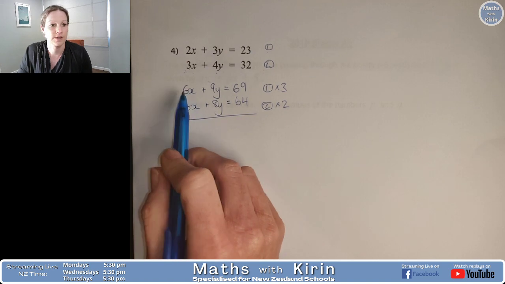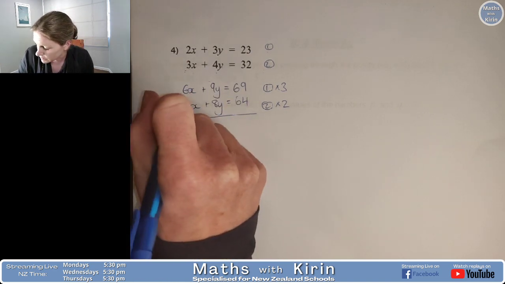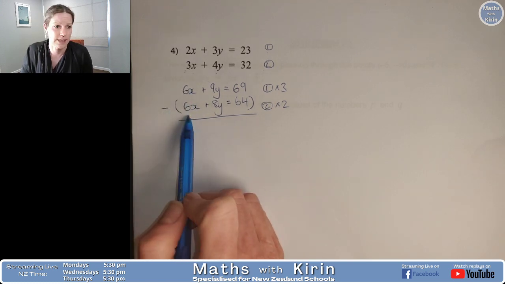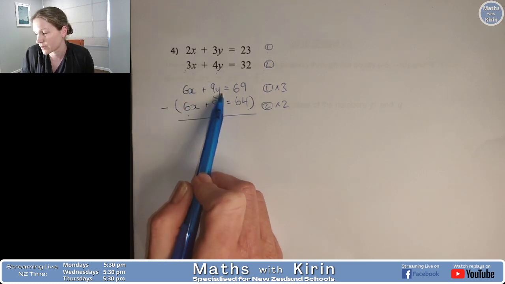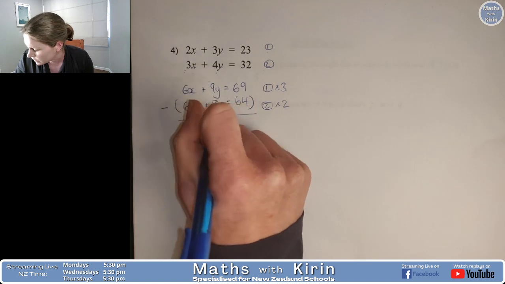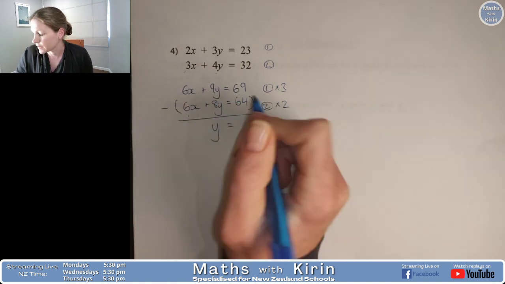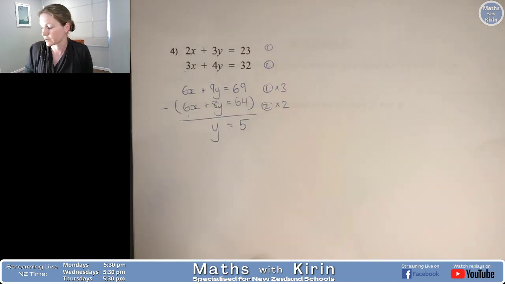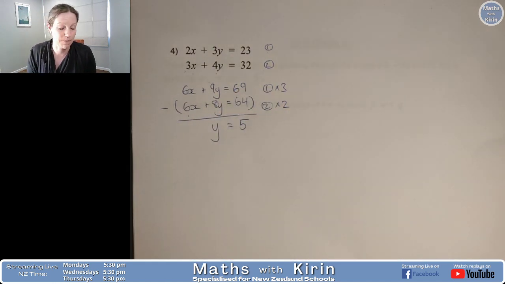Again, we've got a positive 6x and a positive 6x, so we need to subtract that second equation. 6x minus 6x is nothing. 9y minus 8y is 1y, and then 69 minus 64 is 5. So we've already found y. y is equal to 5.